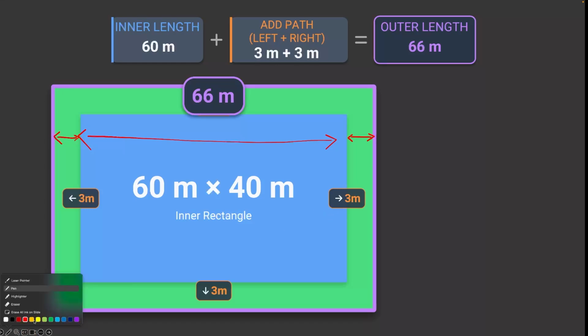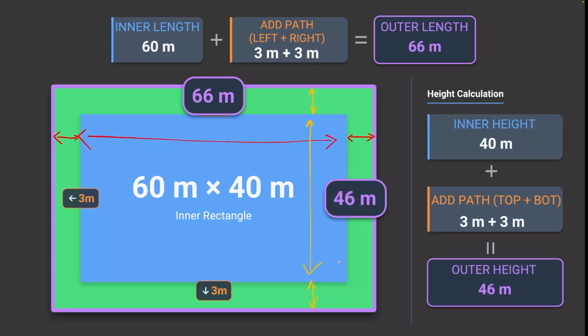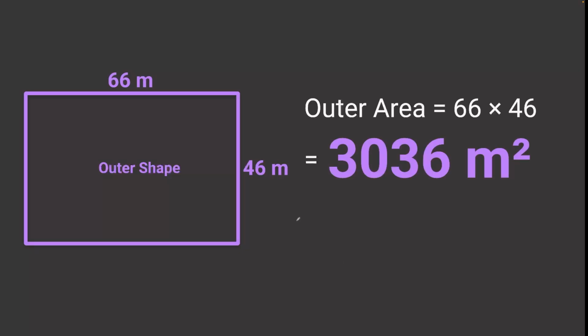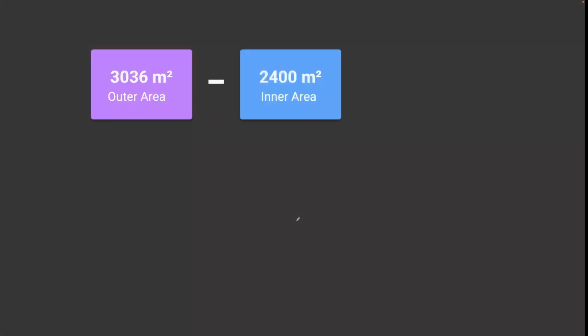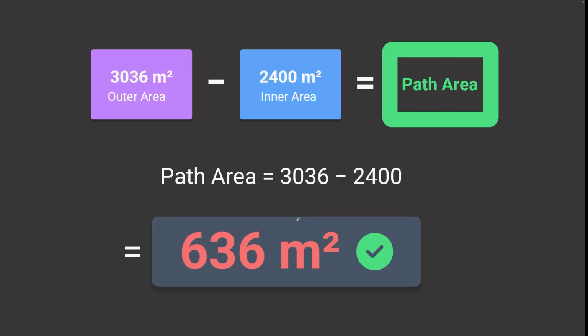Now what about the height? For the height, we know that this part is 40 meters, and this part above that is again 3 meters, and this part below that is again 3 meters. So the total height is 40 plus 3 plus 3, which is 46 meters. Putting that together, the area of the entire outer shape would be 66 by 46, which is 3036 meters square. Now, for the final step, we subtract the inner area from the outer area to get the path area. So the path area is 3036 minus 2400, which is 636 meters square.